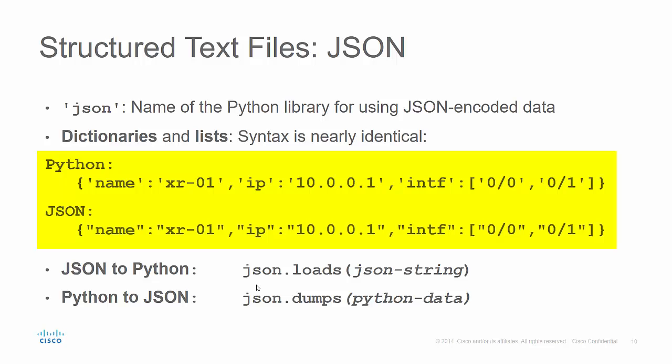In Python, we can define a dictionary as shown with key name and value XR01, key IP, the value of the IP address 10.0.0.1, etc. And notice the syntax for that particular data structure.